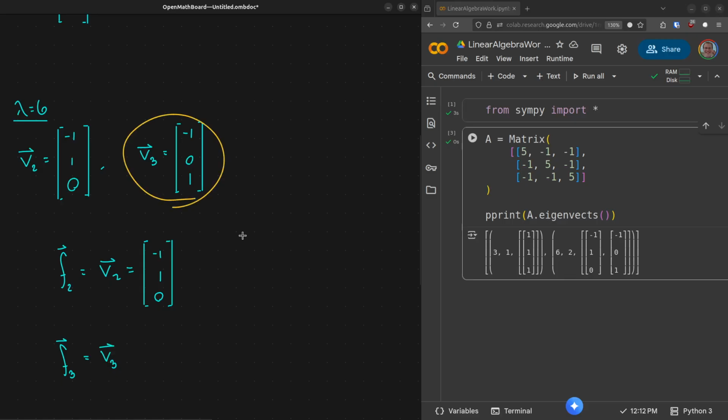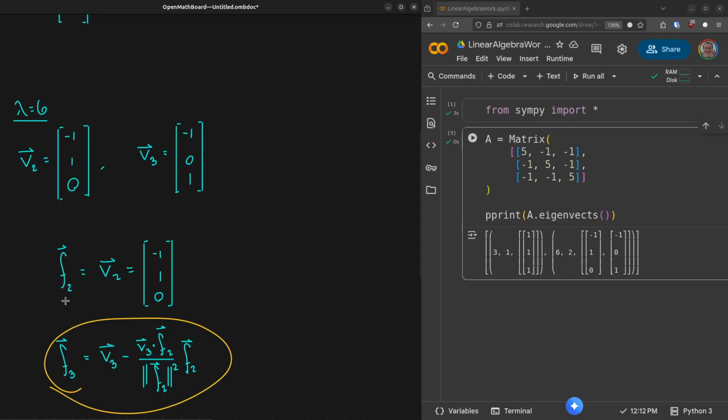But then, to get the next vector, I'm going to take the next vector in the basis I have and subtract the projection of this vector onto the vectors already in the orthogonal basis, which is, in this case, just this vector here. So I'm going to take v3 dot f2 over the norm of f2 squared, times vector f2. That will give me a vector orthogonal to this vector that I already have.